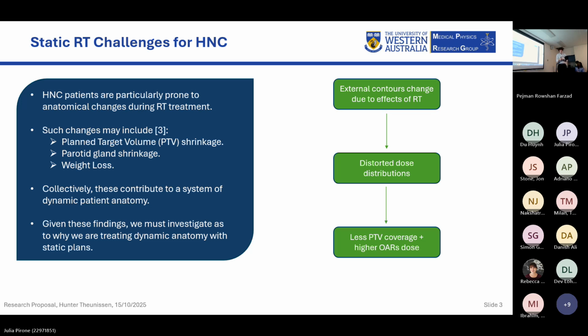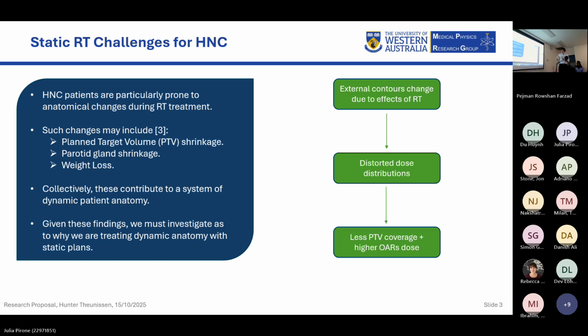And in general, weight loss is also quite commonly seen across all radiotherapy treatments. But for head and neck cancer specifically, we often see a decrease in neck diameter. And that can obviously shift your contours around from what was originally planned. So this produces this dynamic set of anatomy. And I've got a little sort of set going on here.